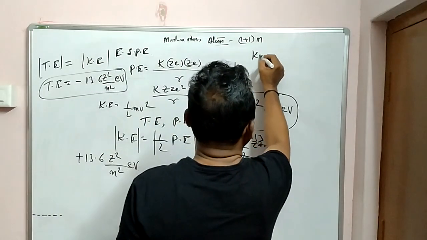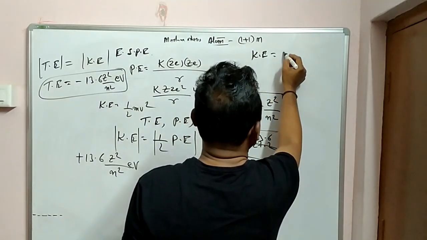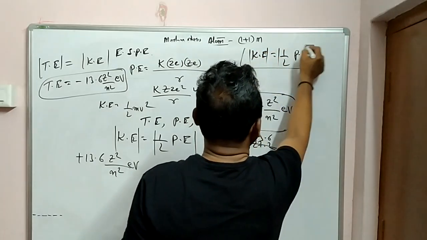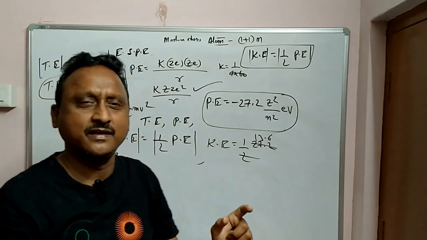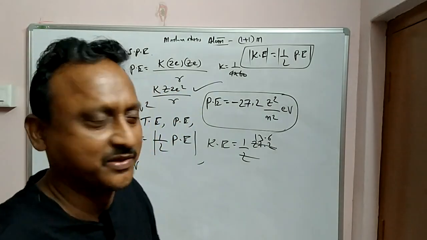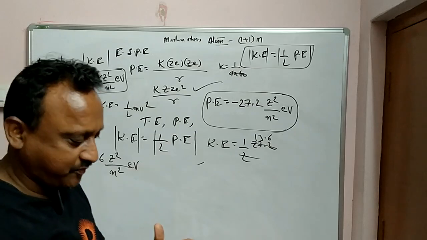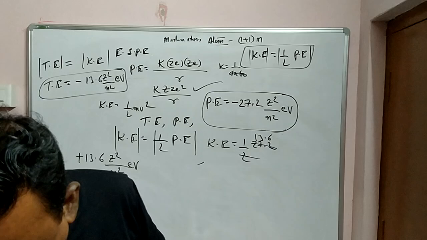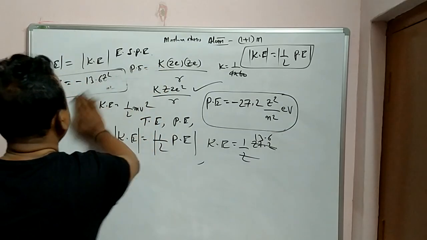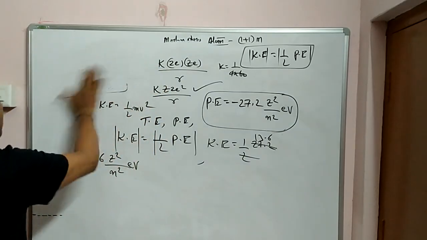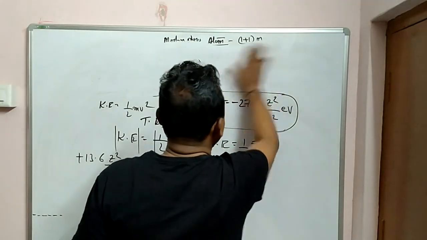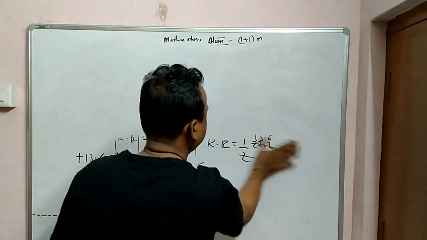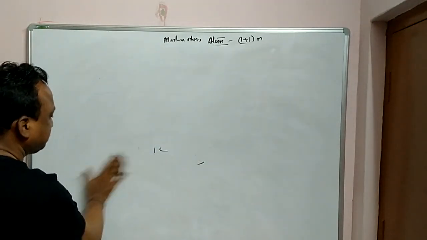Please, I am writing here: kinetic energy in the orbit is equal to half of potential energy magnitude. And total energy and kinetic energy are equal in magnitude, but kinetic energy is a positive value in the orbit, and total energy is minus 13.6 Z square by n square. Clear? These are very, very, very important during numericals in this atoms chapter, please. In the orbit, that means if an electron is jumping from higher level to lower level or lower level to higher level. Very, very important thing here.